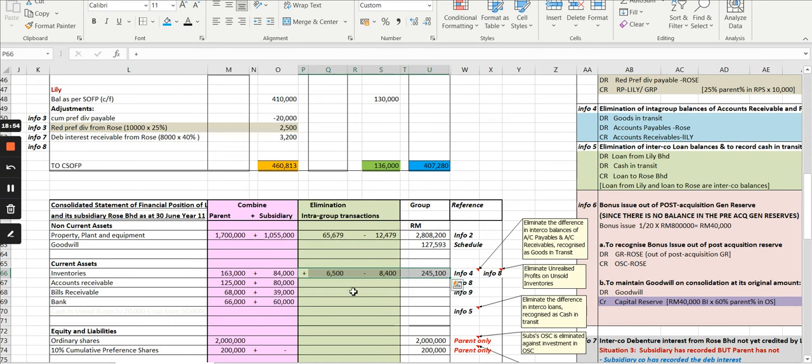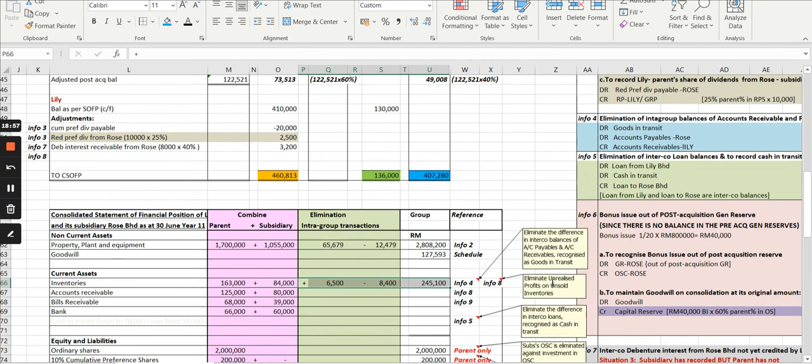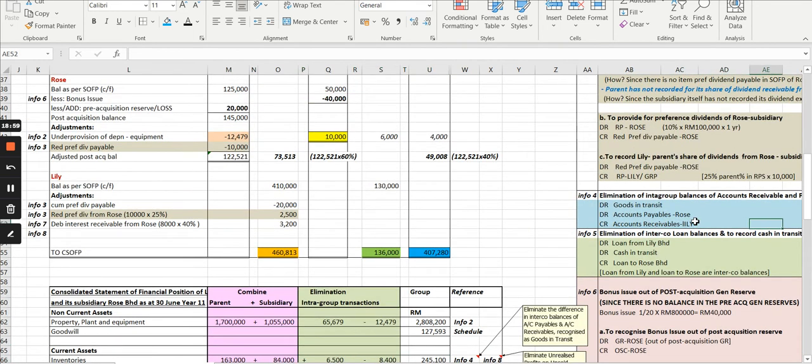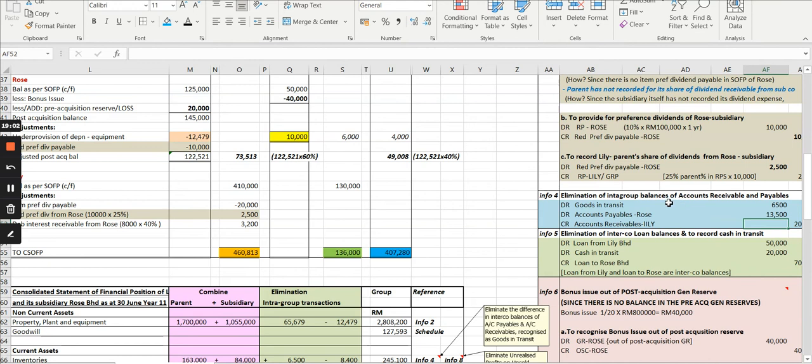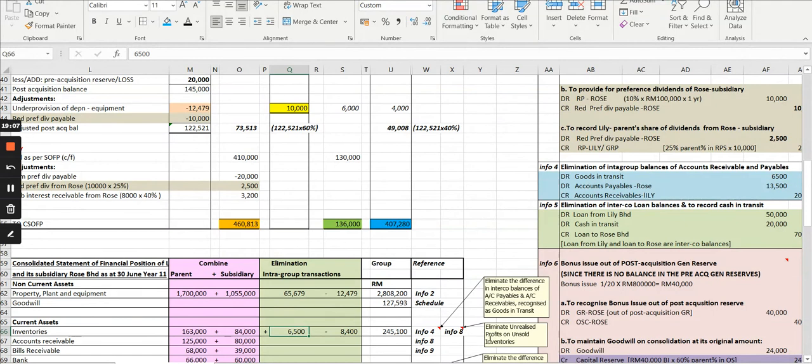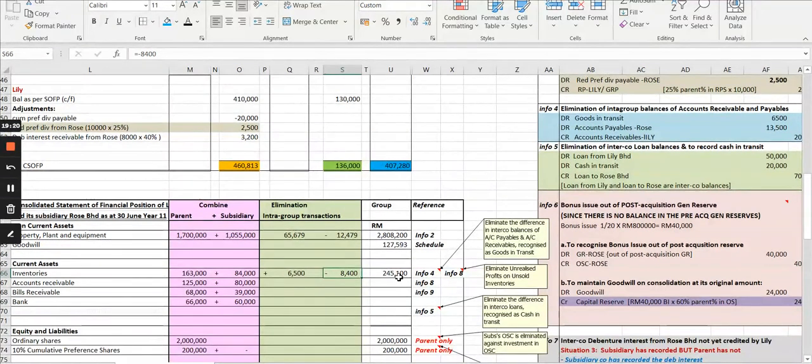The same thing should be done here, which is for your inventories. Here is the 6,500 that was being adjusted in information 3 for the goods in transit. This is goods in transit. You can also read my little note here, this one. And 8,400, which is information 8. This is to eliminate the unrealized profits. So this will give you 245,100. Taking this, plus this, plus this, minus this. So you can look at the workings that I have already shown you here.